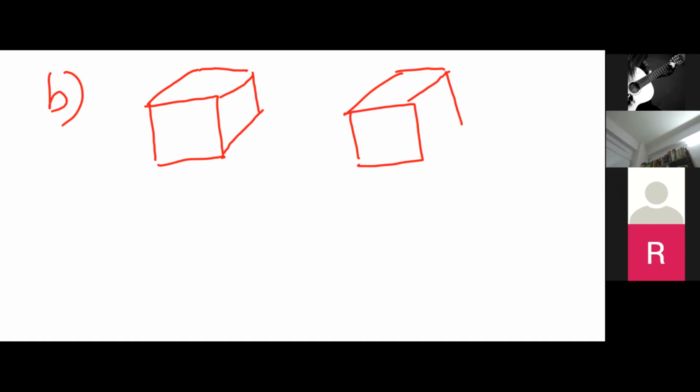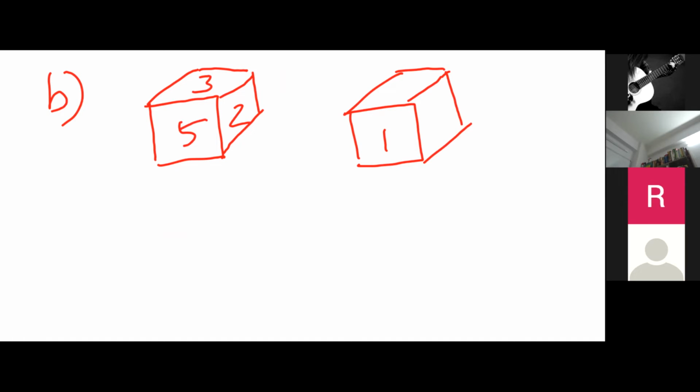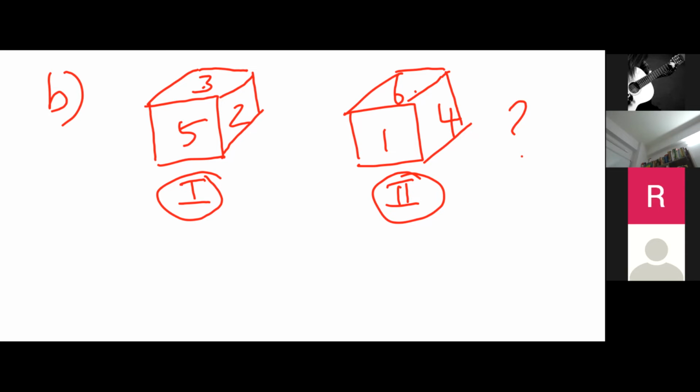Okay, this is 5, 3, 2, 1, 6, 4. So this is dice number 1, this is dice number 2. And I could see that there are no two values similar in the given dice. How to solve this sum also? For example, the question is, what is the opposite side of 4?